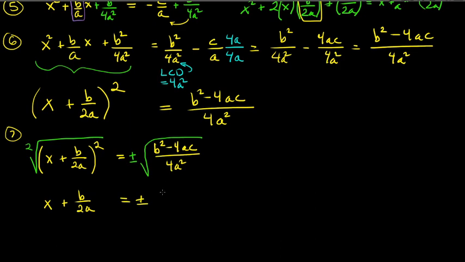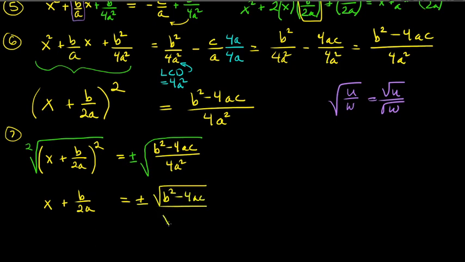Now notice this is a square root of a fraction, and just to remind you, if you take the square root of u over w, you can just take the square root of u over the square root of w. They can split up like that. So that's what I'm going to do. I'm going to take the square root of the numerator and then divide by the square root of the denominator.